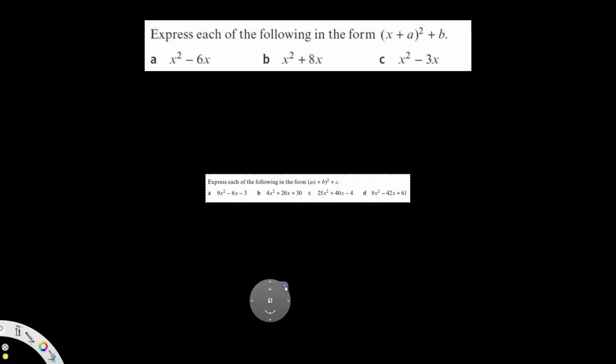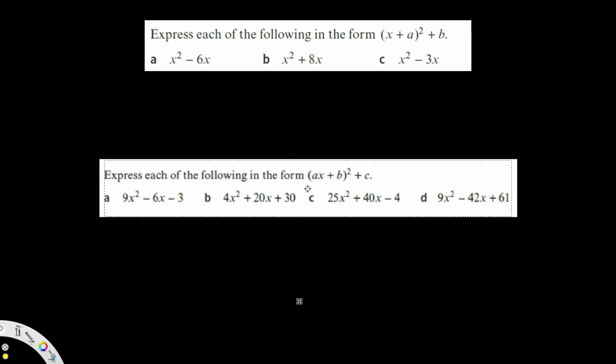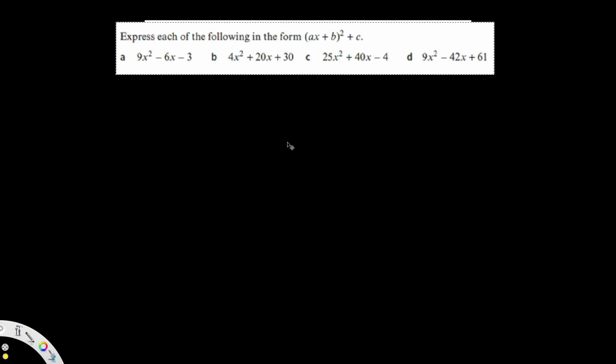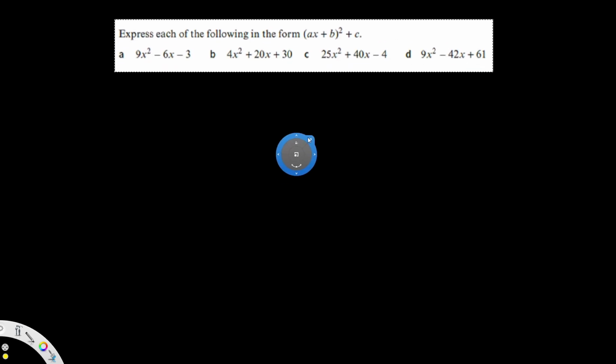Having done that, I also like to give you another possible question that you may be given, because I did mention that I'm taking you through any question that you may be asked. So now we are supposed to write in the form a x plus b squared plus c. How do we do that?